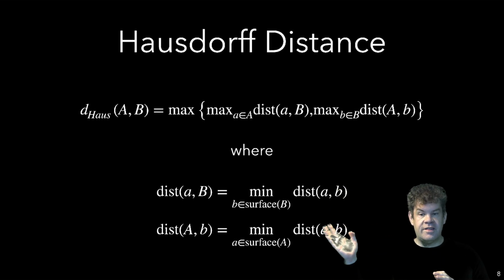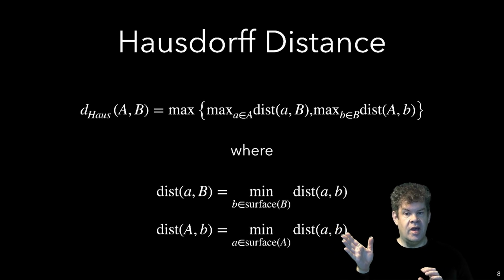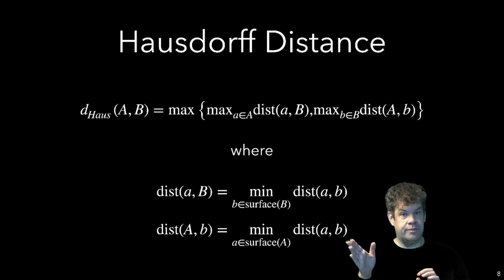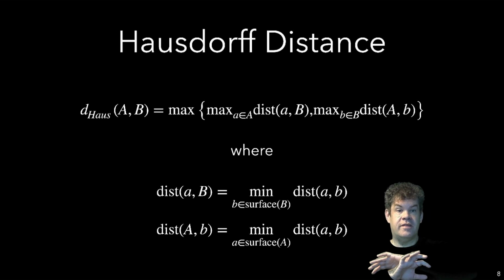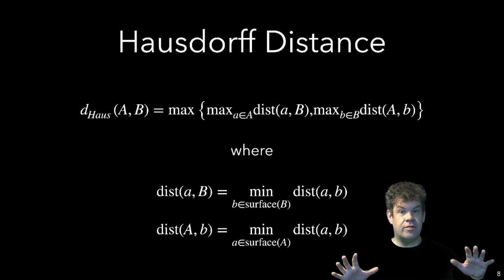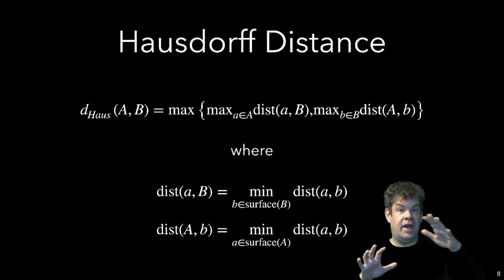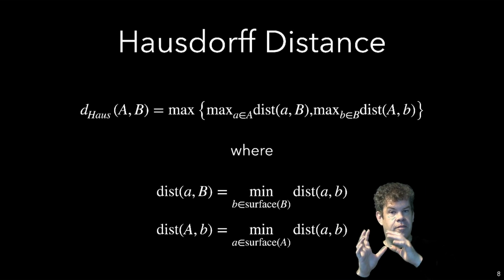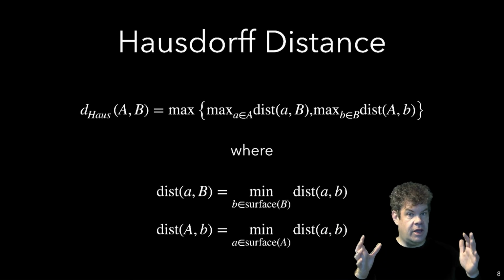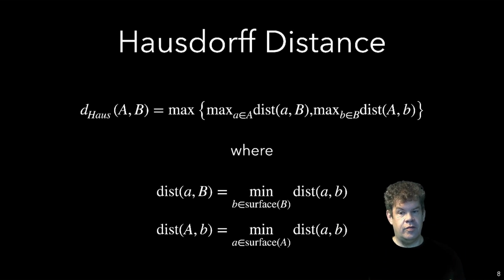And that's exactly what this thing here does. It says it's the minimum distance between all points on the mesh. And notice that a is on the surface of uppercase A. So it's not just all vertices, but literally all the infinite number of points that lie on the surface of the mesh. And that's the distance of a mesh to a point. Again, I would claim that this is pretty intuitive.